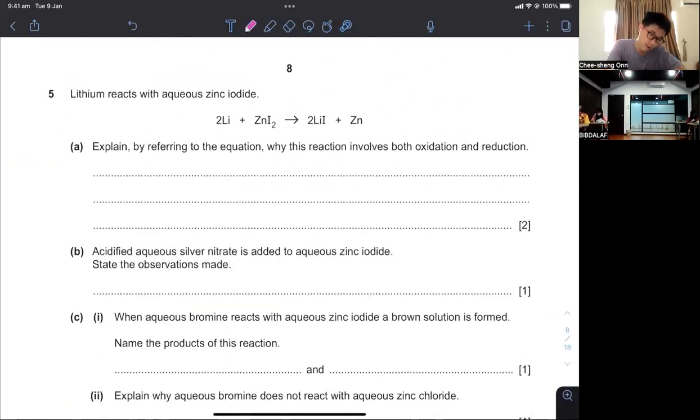Now, explain why it has both oxidation and reduction. Well, you have to refer to the equations. And that is why it's 2 marks. We have to refer to the equations, all right?